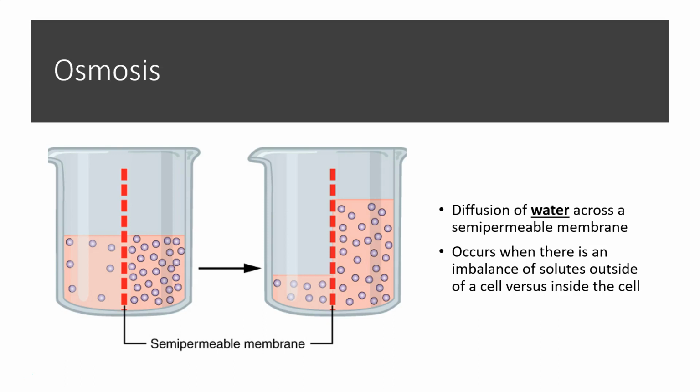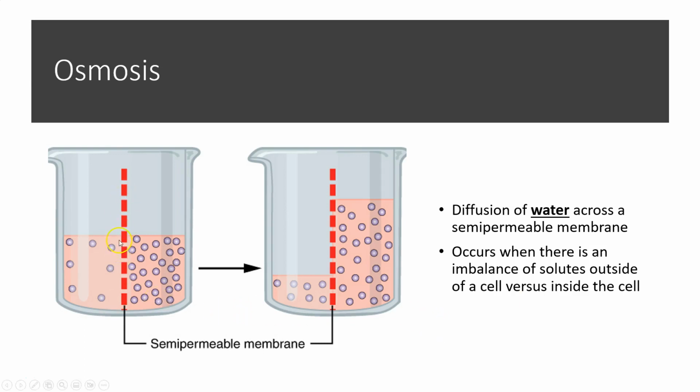Another specialized type of diffusion is osmosis. Osmosis is the diffusion of water across a semi-permeable membrane. Water is going to move from a higher concentration of water to a lower concentration of water. But perhaps an easier way to think about it is that water is always going to move to where it's more concentrated. So think that water always wants to be where the party's at. It has fear of missing out and it wants to be where all the solutes are hanging out.